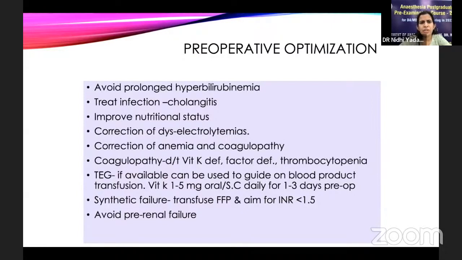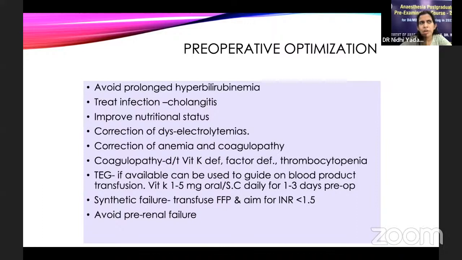Preoperative optimization: avoid prolonged hyperbilirubinemia. For this, stenting can be done, which is usually done 2 weeks prior to the surgery. Treat infections and cholangitis with broad spectrum antibiotics. Improve nutritional status of the patient by giving nutrition orally. If oral is not possible, you should give enteral nutrition. If enteral is not feasible through the mouth, you should give it through a jejunostomy tube.